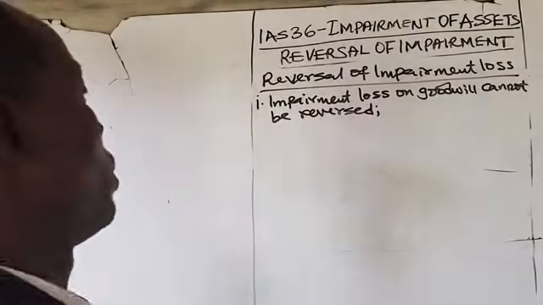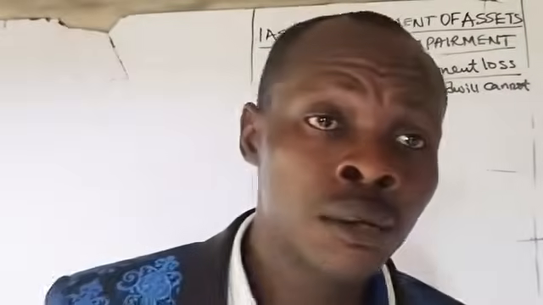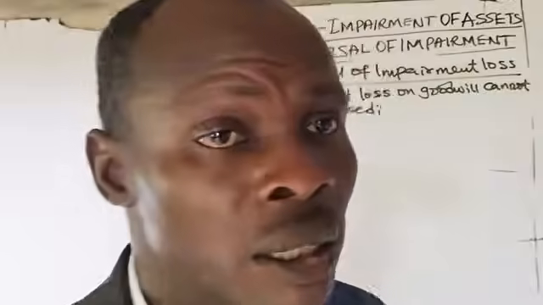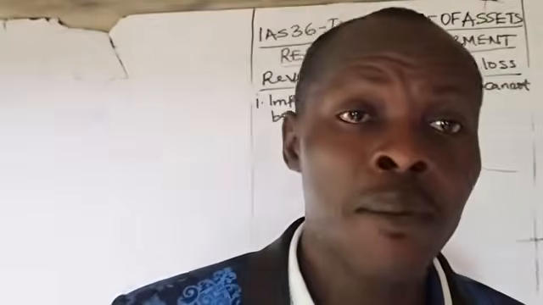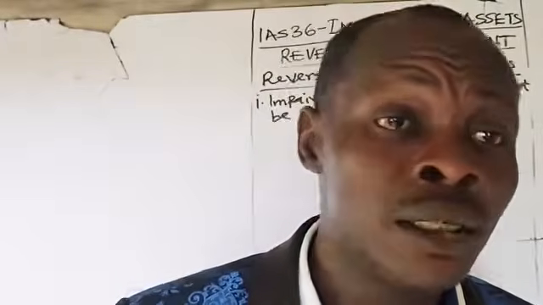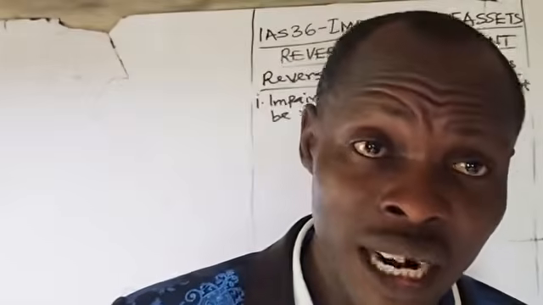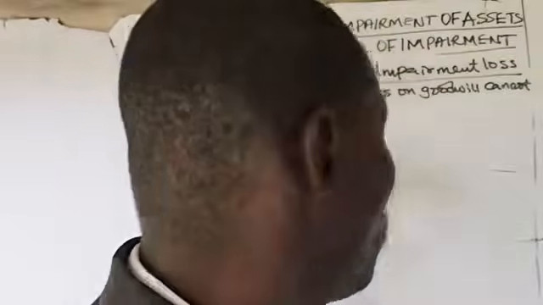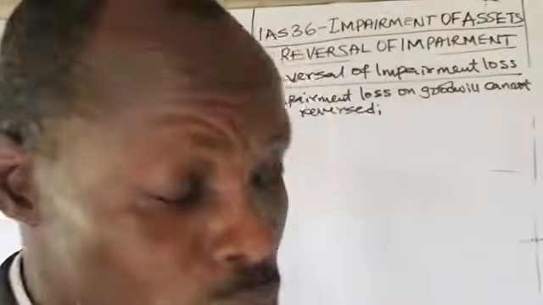Remember, we don't recognize internally generated goodwill in the financial statements. So if goodwill has been impaired in the past, and if the value of the goodwill subsequently increases, that means the reason why the value of the goodwill has increased might be a result of internally generated goodwill. And where that happens, we don't recognize it in the financial statements. As a result, you don't need to reverse the impairment loss on goodwill you have granted.